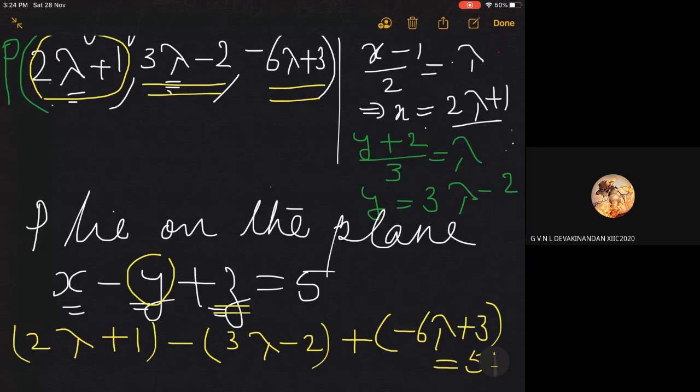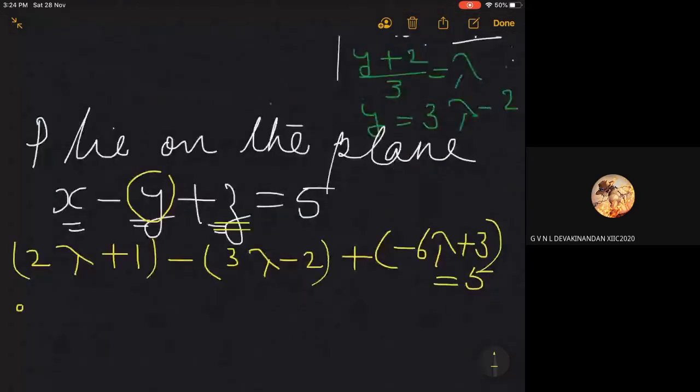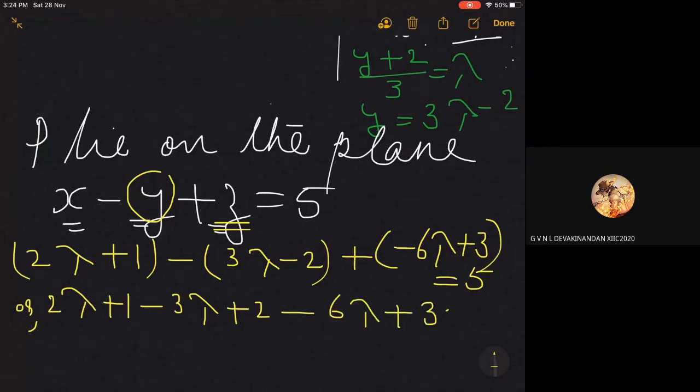Now you can simplify this, children. What you get is 2 lambda plus 1 minus 3 lambda plus 2, opening the bracket, minus 6 lambda plus 3 equal to 5. And what is the value of lambda?